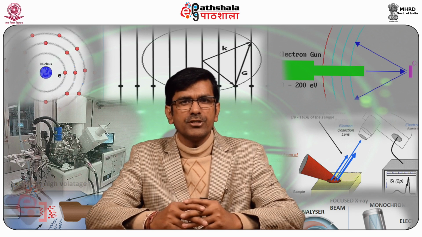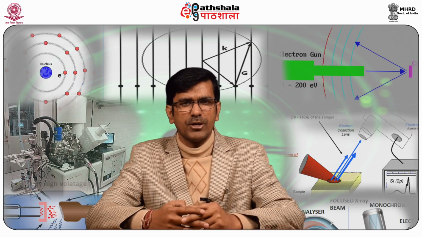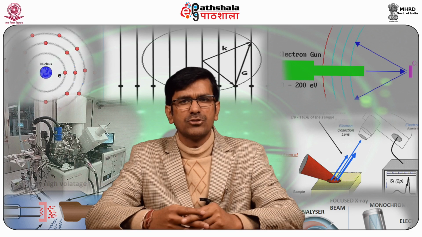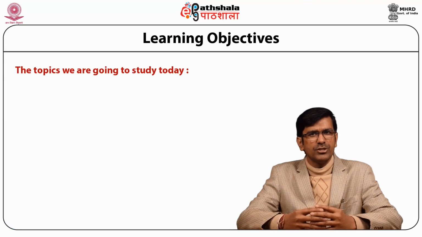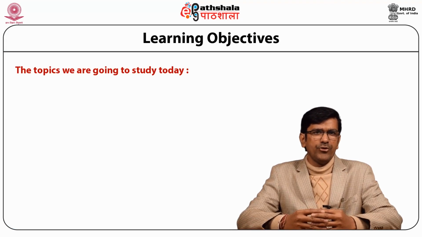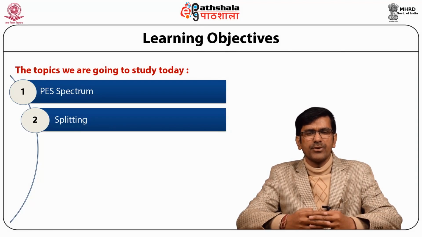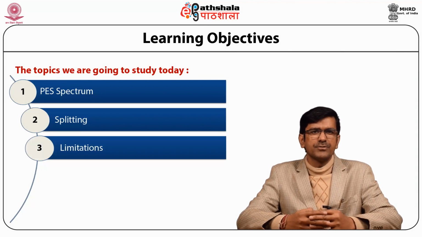Today, we are going to discuss the module Analysis of Photoelectron Spectroscopic Data. This is under the paper of Surface Analytical Techniques 2. The topics that we are going to discuss today are as follows. Number 1, we would be discussing the PES spectrum or the photoelectron spectra. Number 2, the splitting. Number 3, the limitations.